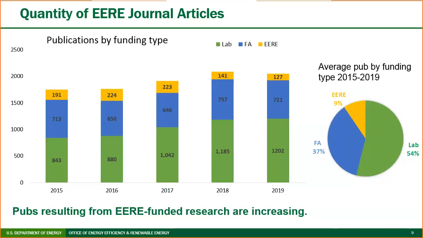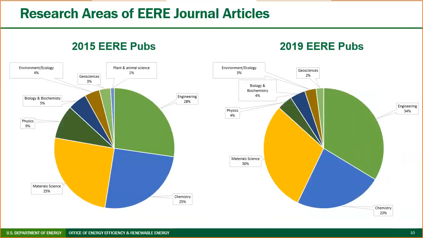The pie chart on the right shows you the average of publications by funding type. You can see that 54% of EERE publications are attributable to labs, 37% to financial assistance, and 9% are attributable to EERE but cannot be further identified as lab or financial assistance. This corresponds to our funding model. Another metric we wanted to look at is what research areas EERE publications are influencing. You can see here that EERE has 3 dominant research areas: material science, engineering, and chemistry. And there is little change over time for EERE as a whole.